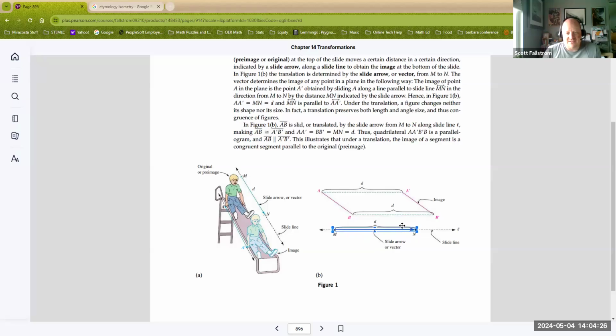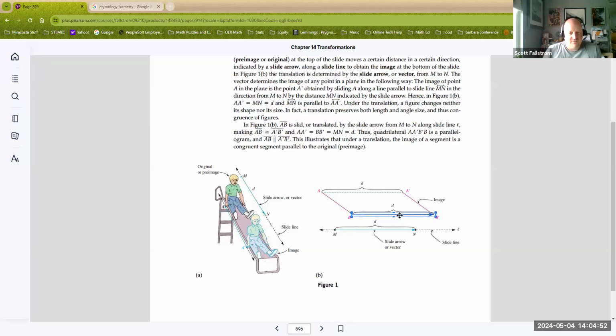When I take this slide arrow up, I say, if I started at point A, where do I end? As you see over here, A would be my pre-image, or my original, and that arrow would then take me over here to A prime. And you can come down here to B and do the same thing. Where does B move? B moves to B prime because it uses that exact same arrow.